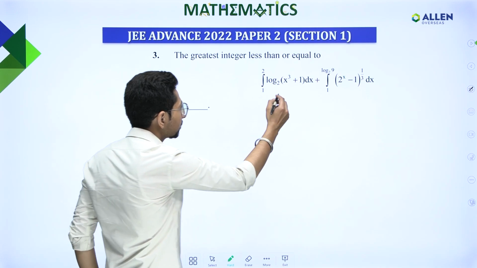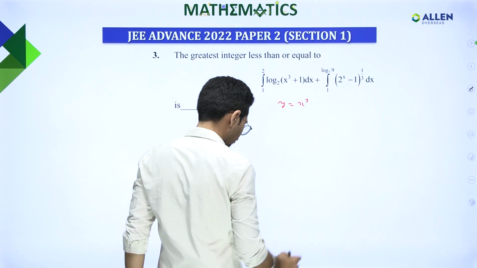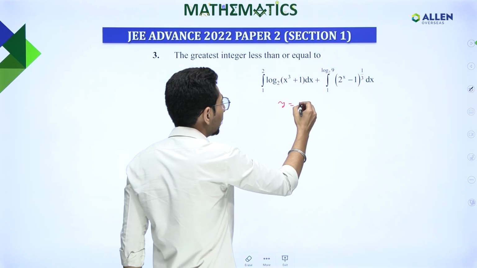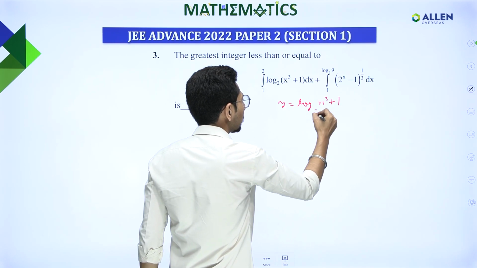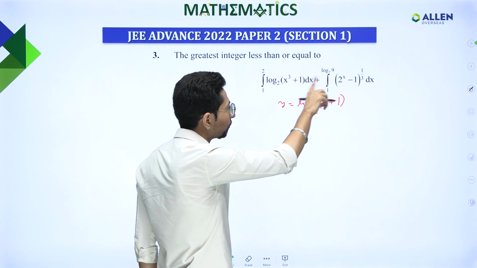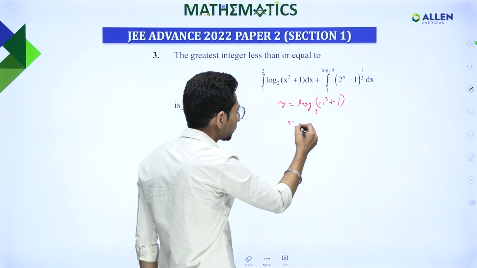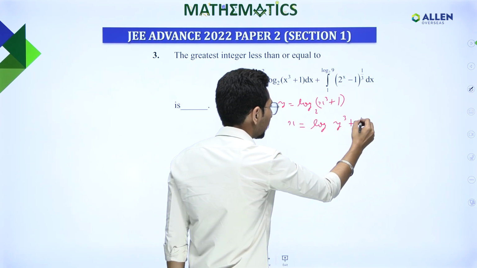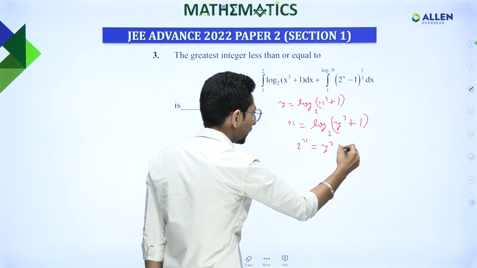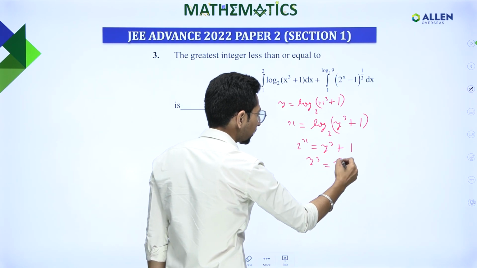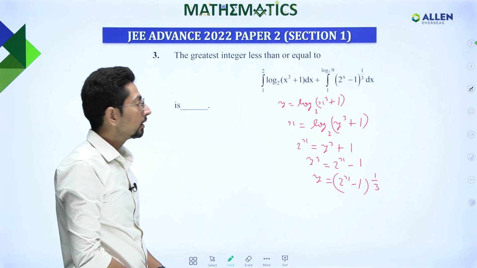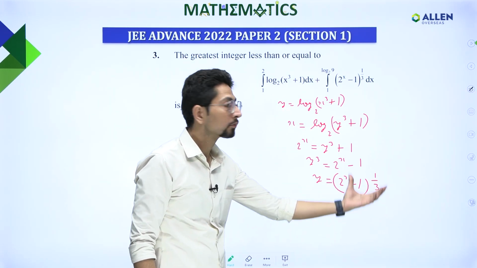What I am saying is, if I take this y as x cube plus 1 base 2, that is y equals log of x cube plus 1 base 2. So what will be the value of x if I find the inverse function of this one? How? Let's interchange x and y. So we get 2 power x equals y cube plus 1, or y cube is 2 power x minus 1, or y is 2 power x minus 1 whole power 1 by 3. So clearly the inverse function of this one is 2 power x minus 1 whole power 1 by 3, which is this one only.